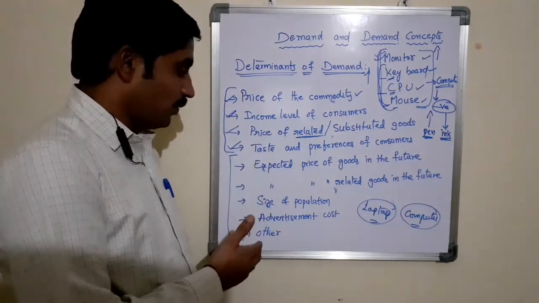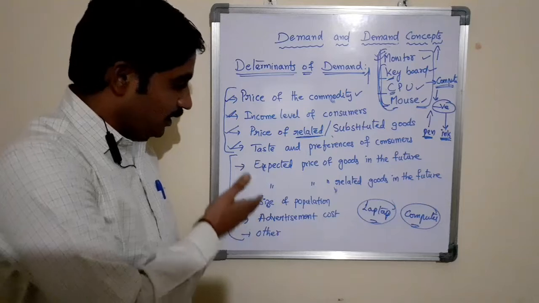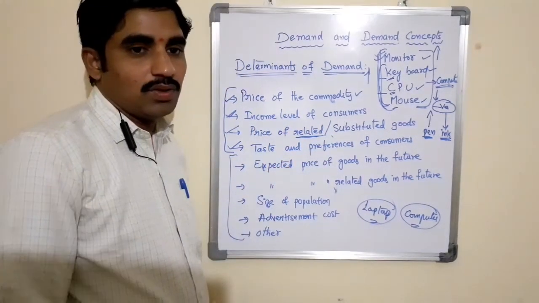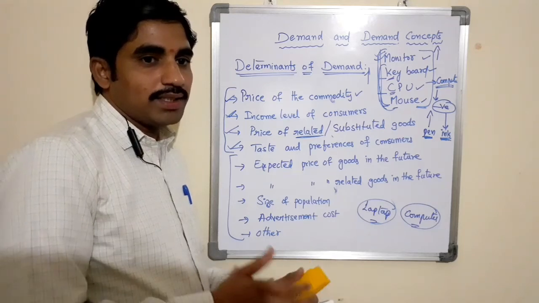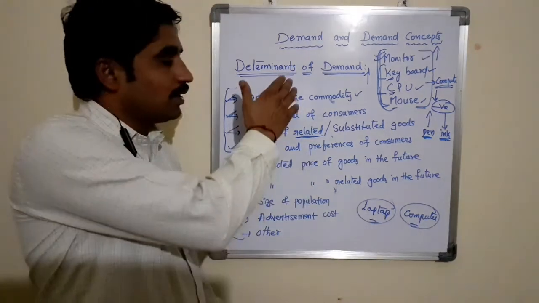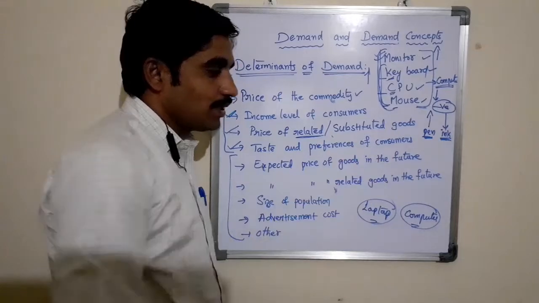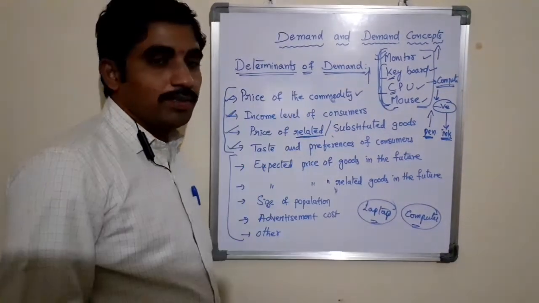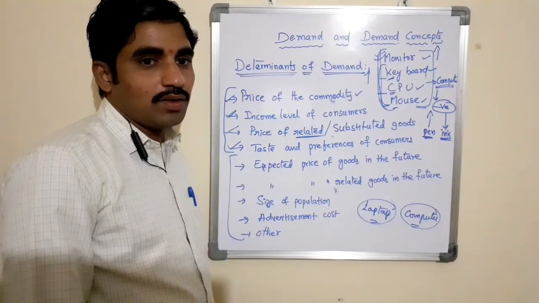Apart from these four, there are different determinants, like the expected price of goods in the future. So here, the price of the product at present is not the only thing affecting the demand; the expected price of the goods in the future is also affecting the quantity demanded of a commodity.